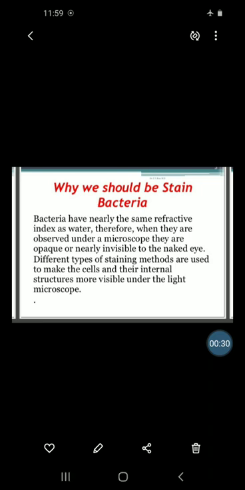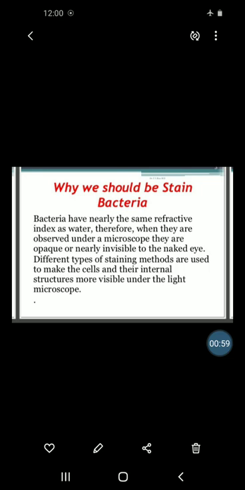So before that, what is staining? And what is the need of staining? Or what is a stain and what is staining? Why is it necessary to stain the bacteria? We'll see the different staining techniques. So first we will see why we should stain the bacteria. It means, what is the need of staining of bacteria?